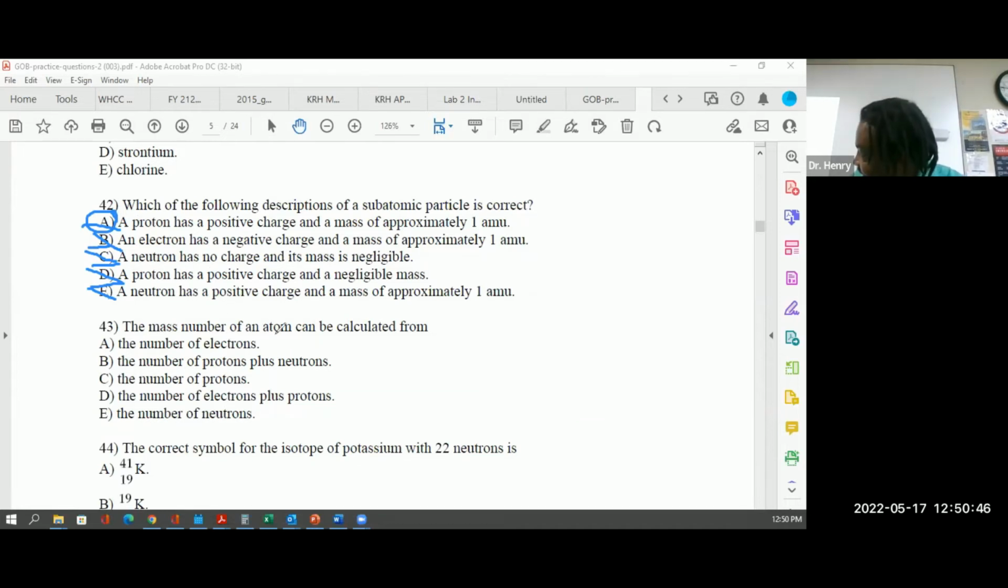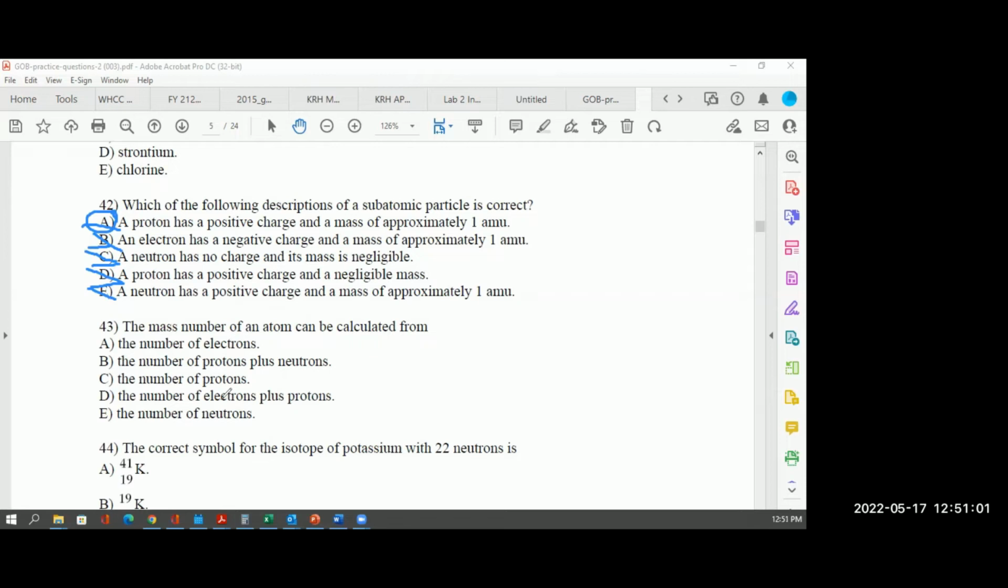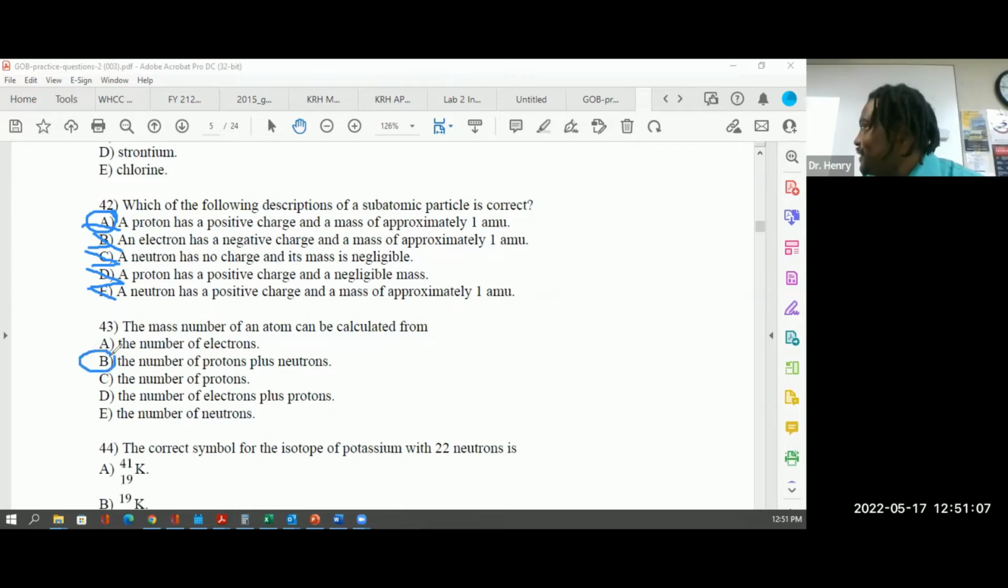Okay. So the mass of an atom can be calculated from, you just told me, protons and neutrons. So the correct answer is B, right?